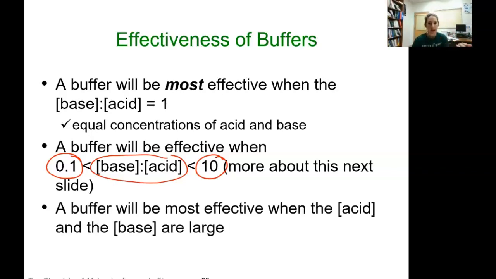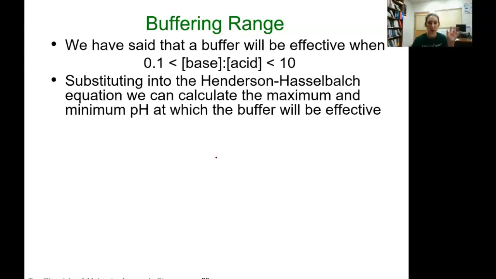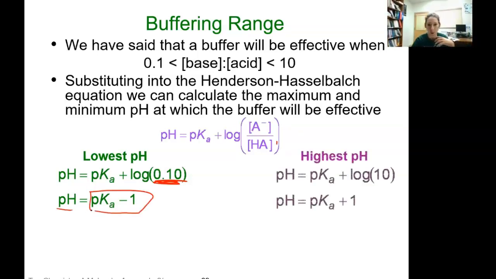And then the other one is a buffer will be more effective when the concentrations of the acid and base are large, right? So highly concentrated. We said that a buffer will be more effective when it's within 10 times either way. And I'm going to show you a really easy way using Henderson-Hasselbalch. I'm just going to use ratios here. The lowest pH would make this ratio 0.1, 1 over 10, right? So that makes the pH pKa minus 1, or if it's 10 over 1, pKa plus 1.